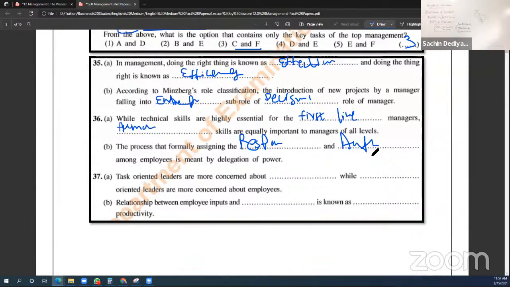Is the delegation of power. Power is necessary, so then only he can execute all the decisions of an organization.